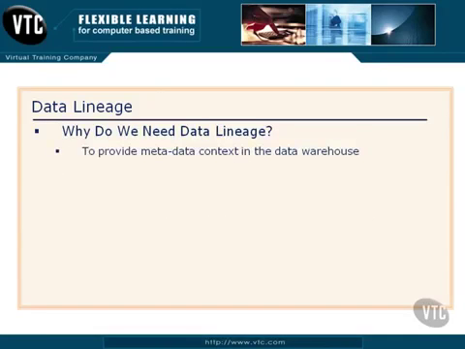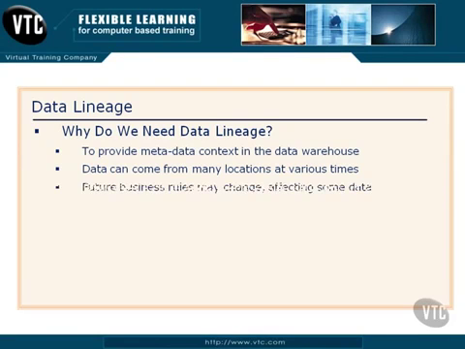Now, why do we need this data lineage? We don't have it in the OLTP databases. Well, what we're trying to do is provide metadata context in the data warehouse, because in an OLTP database, we've got units sold, dates sold, the sales territory, all that, and it means just what it says. But once we start grabbing this data from many different locations and dropping it into our data warehouse, we can really start to lose track of where it came from, and future business rules may change and affect that data.